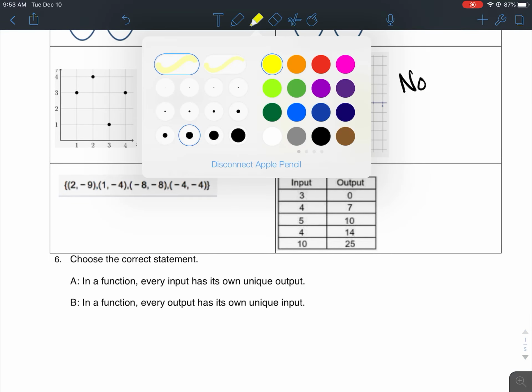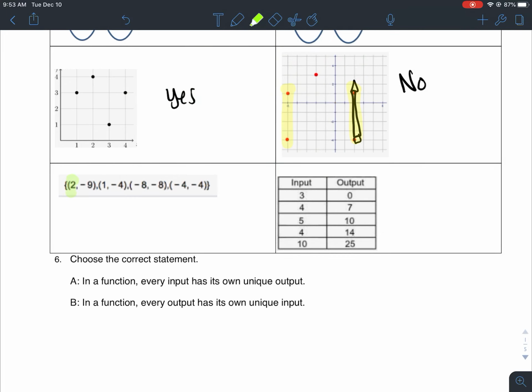This one here, we're looking at all of our x's. So 2, 1, -8, -4. This is a yes because they don't repeat. The tables are actually the nicest to look at. We can just look there and look at that. There are 2 4s. It's a no.